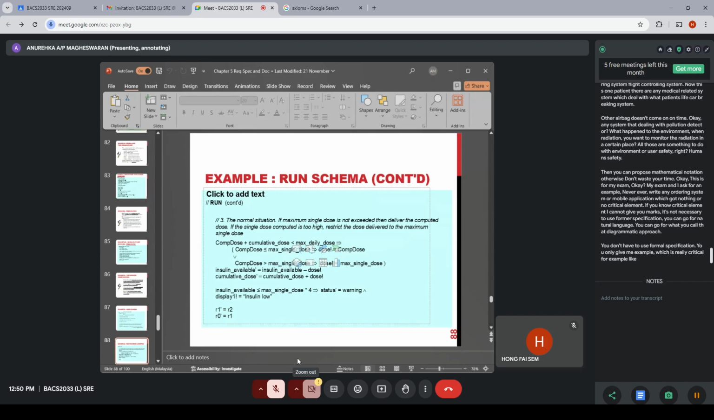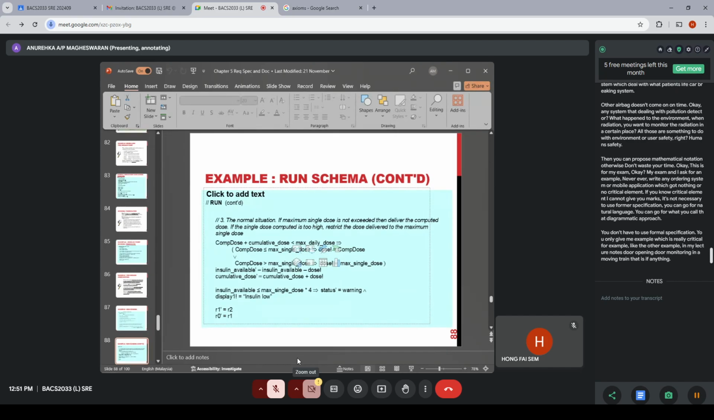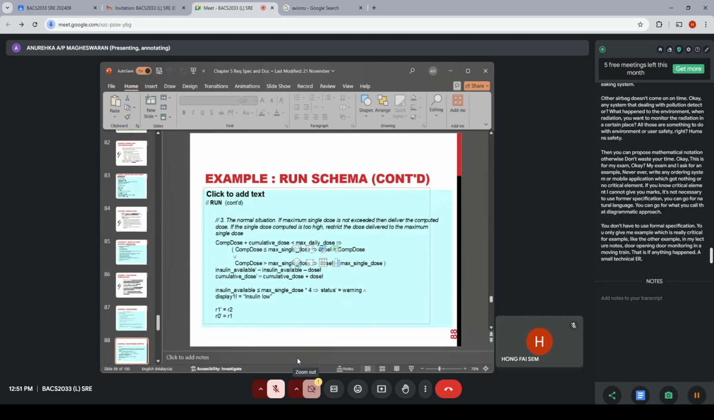For example, like the other example in my lecture notes, door monitoring in a moving train. If anything happens, a small technical error, what happened? It can mean an accident, can kill a patient or can injure the patient.